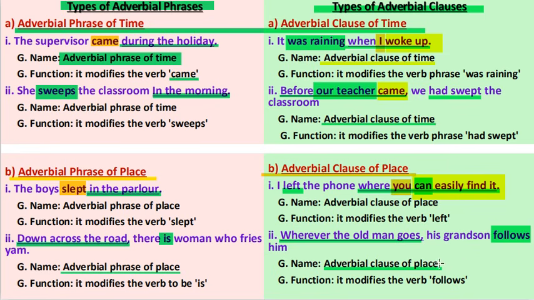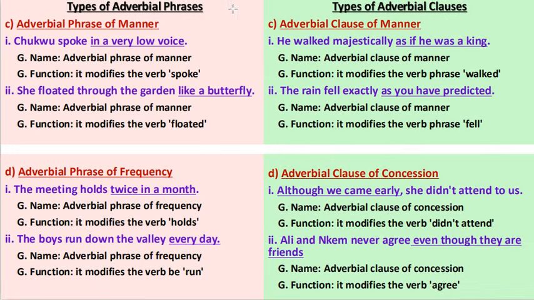We can reorder the sentence. We can say, the old man's grandson follows him wherever he goes. As used there, wherever the old man goes is an adverbial clause of place, and it modifies the verb follows. Let's move to the next screen where we talk about adverbials of manner.